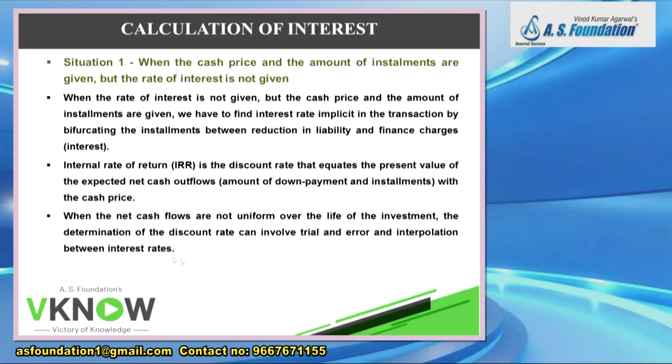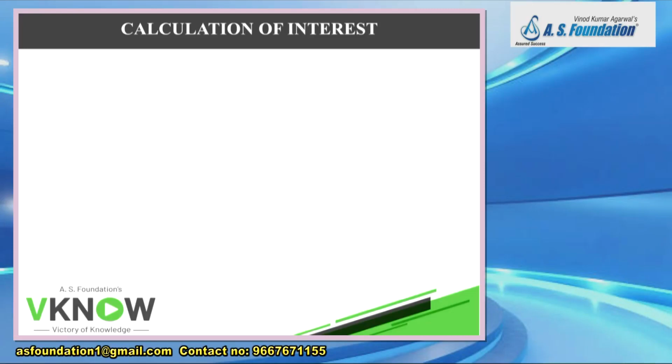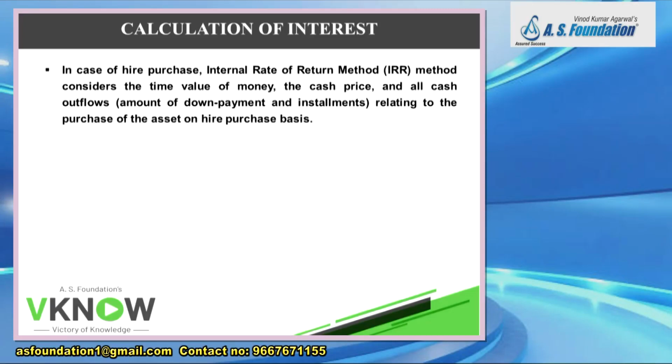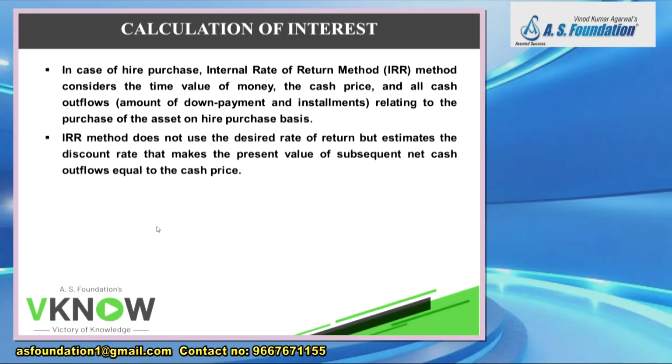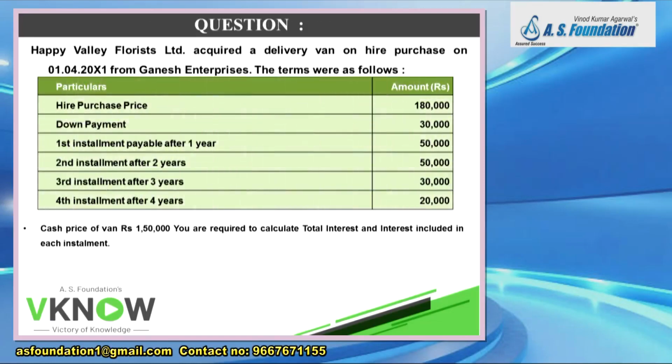I am sure you have not understood. No need to understand also. You just learn the IRR technique and that is enough. Whatever is written, don't bother about it. It is that rate of discount at which the present value of down payment and present value of installment is equal to cash price. So then you will say, sir, give me one example. Here is the example.